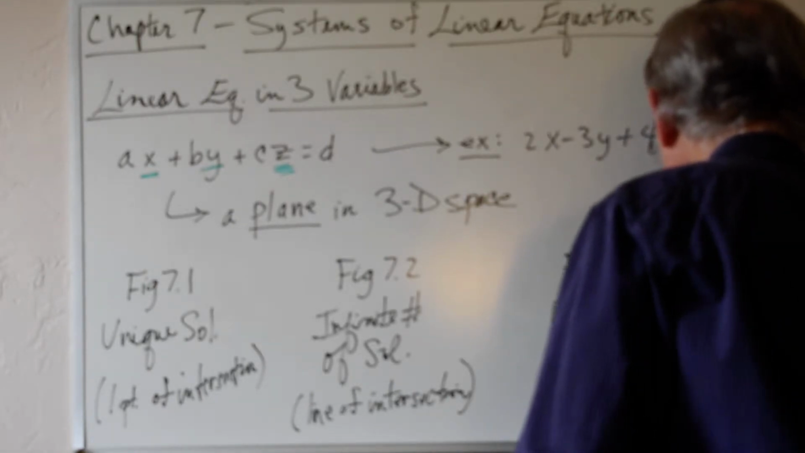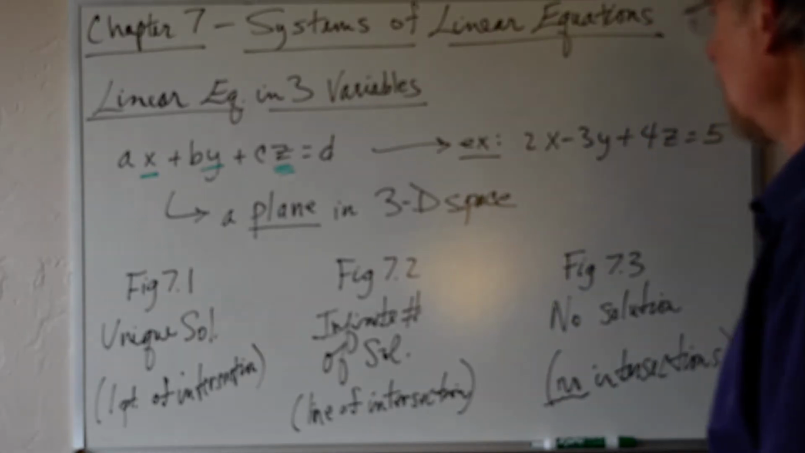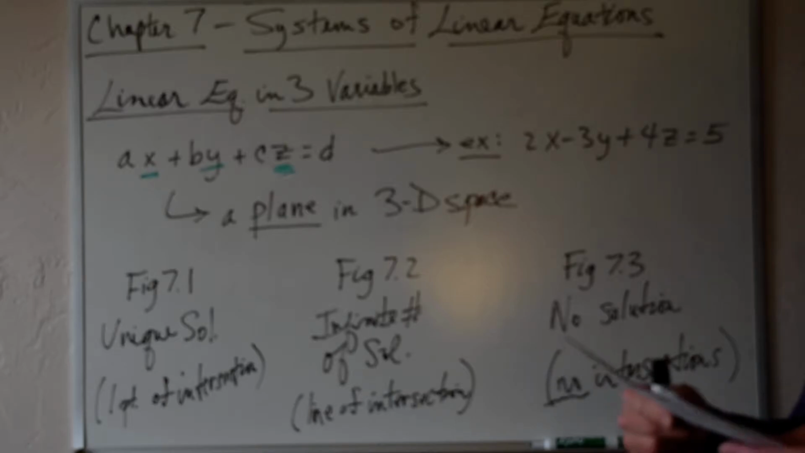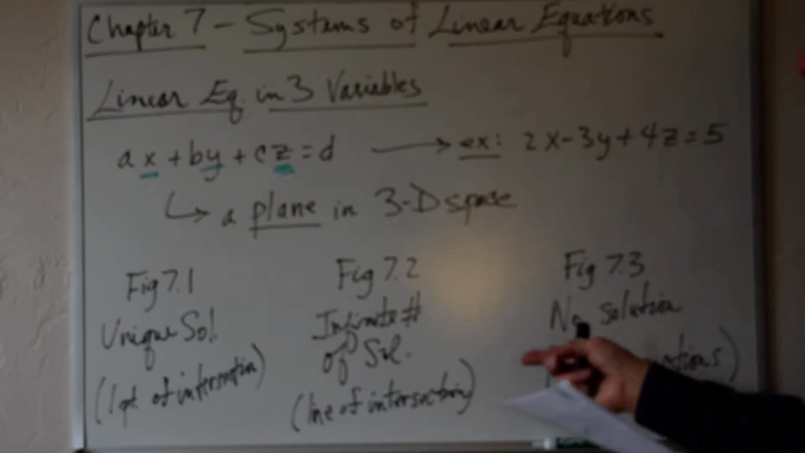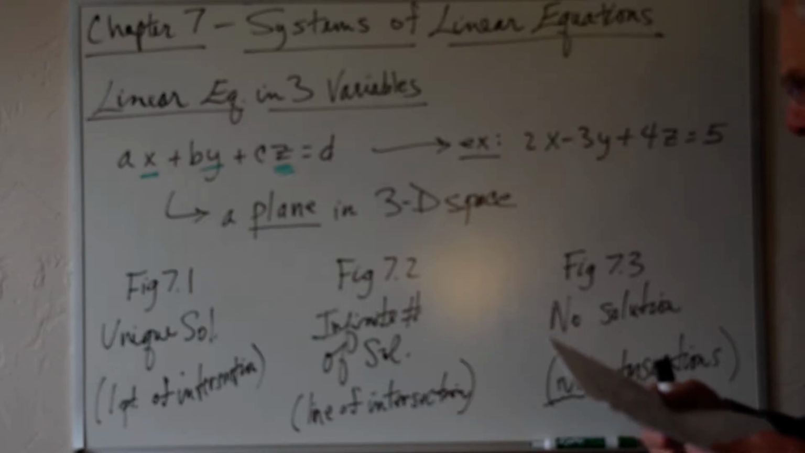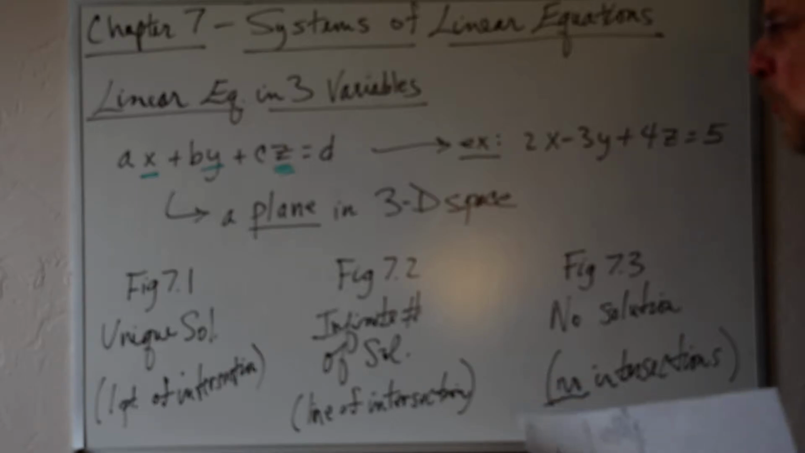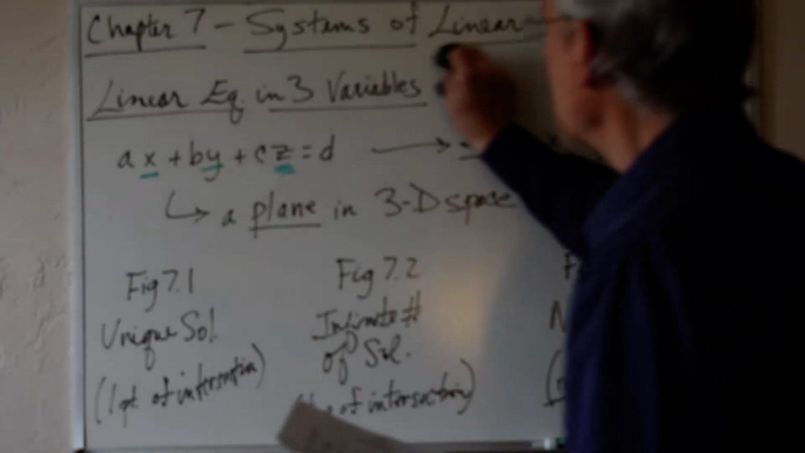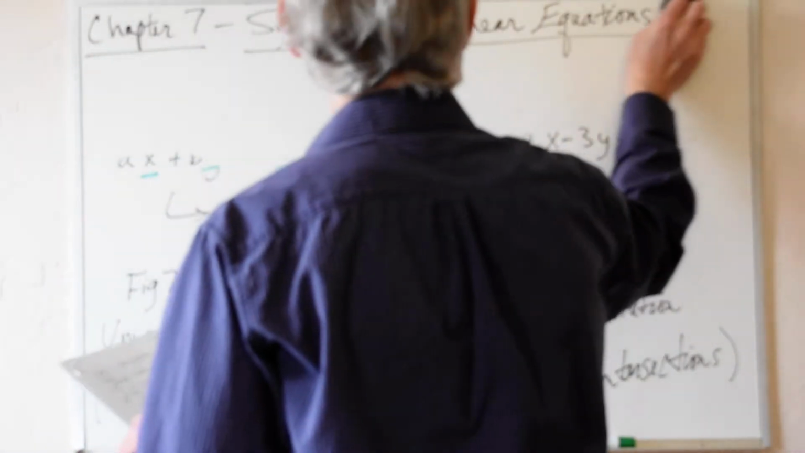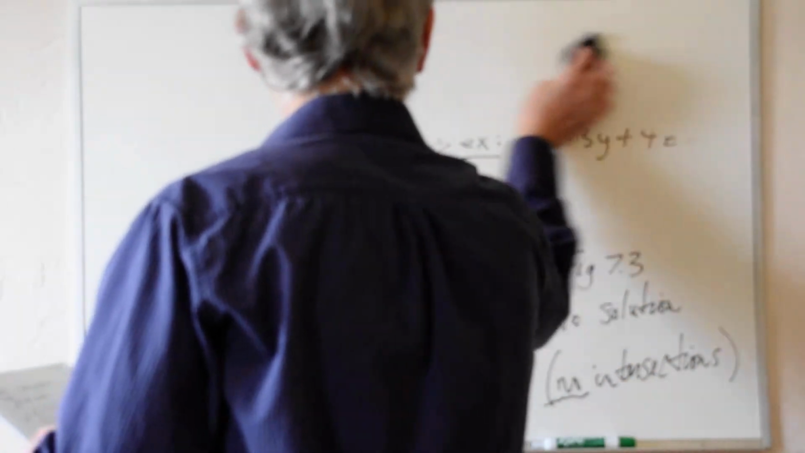Two of the planes intersect, but not all three. All right, so those are our three geometric possibilities. Let's look at example 5 and think about the algebraic side of things here. Now this is a big, long example. I'm going to fill up my board here probably twice doing this big example.